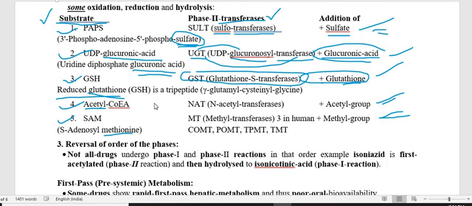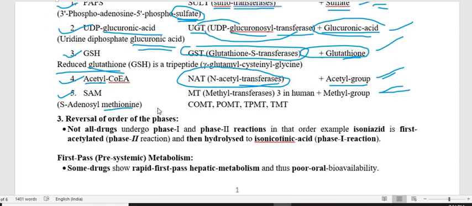The third one is glutathione. So glutathione gets attached. Next is acetyl coenzyme A. This is going to give the acetyl group, so the reaction is acetylation. This will again occur with the help of a transferase enzyme, and the name of the enzyme is N-acetyl transferase.